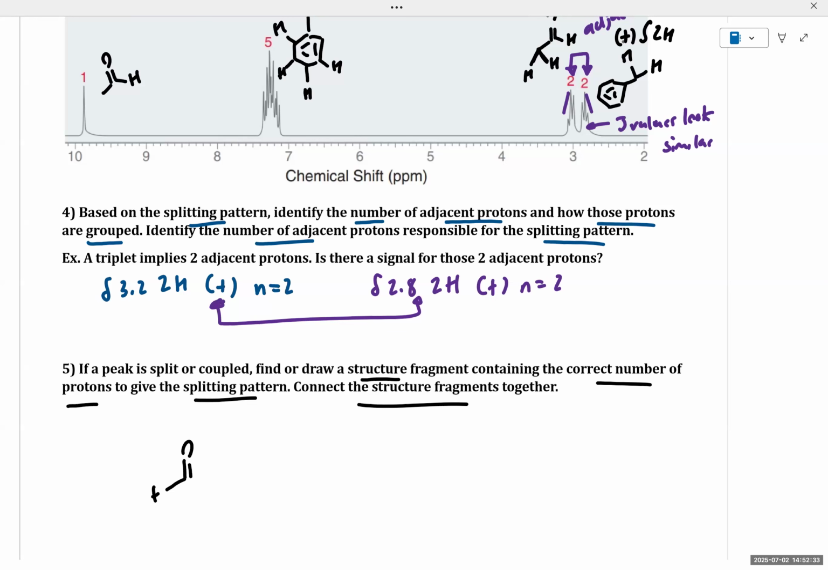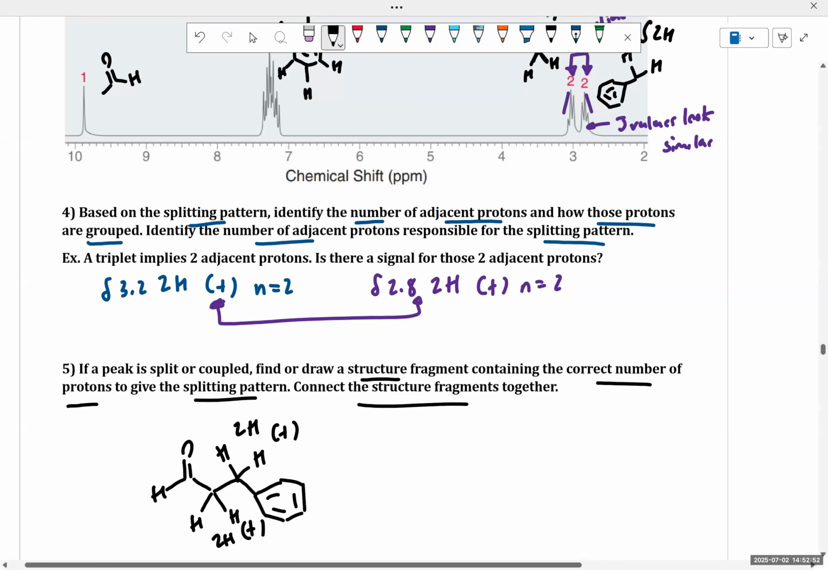So for example, in order for this two hydrogen signal to be split into a triplet, we are going to draw it adjacent to another two hydrogen signal, and this gives the triplet-triplet splitting pattern that we've observed. So we drew out our fragments, and then we've connected our fragments together in order to give the desired splitting pattern.